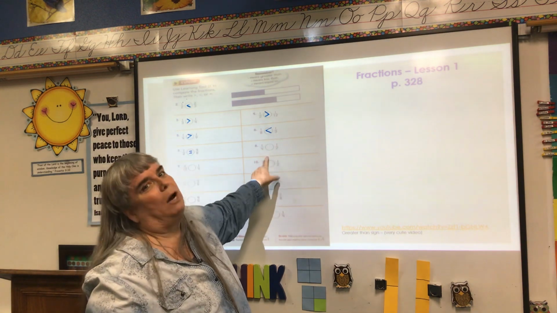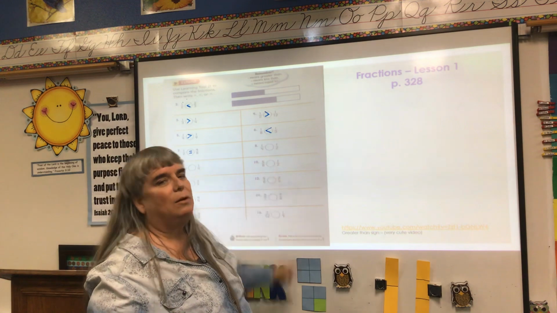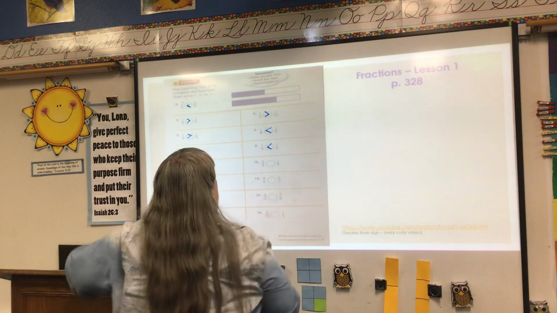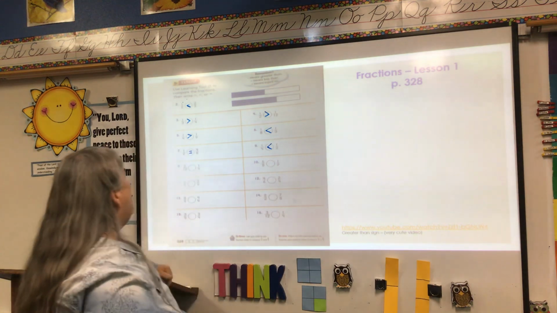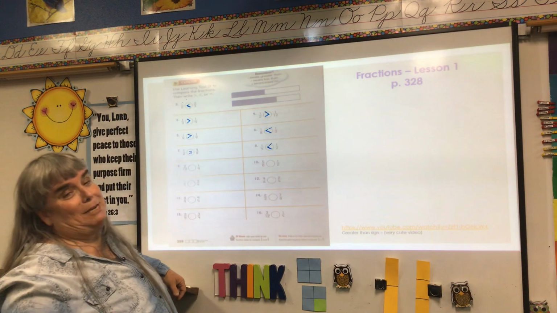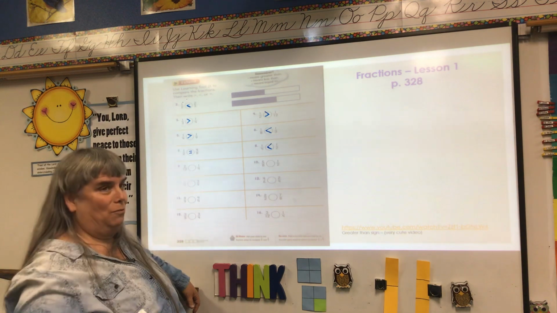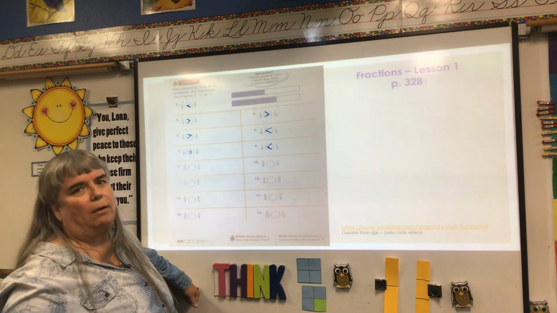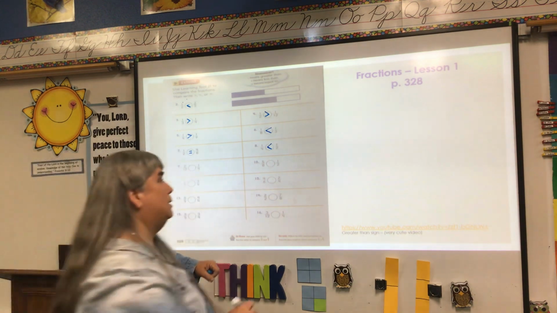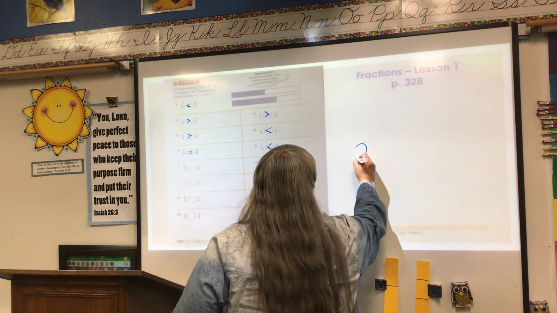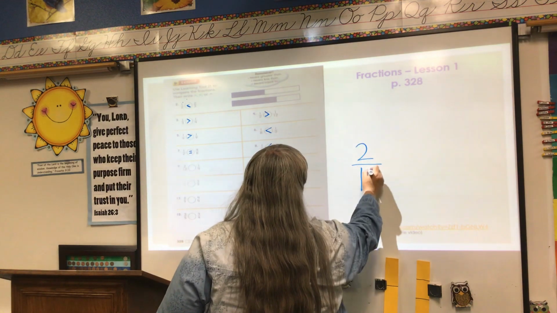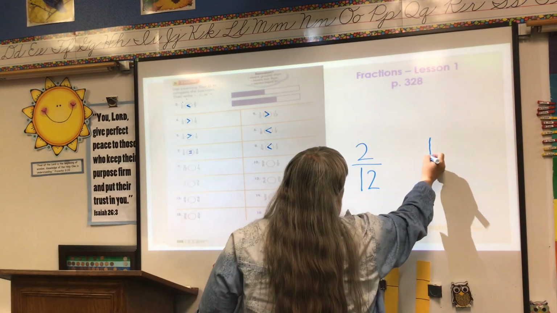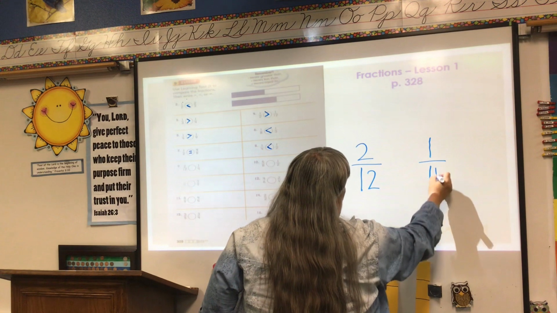Okay, unit fraction, and we already compared these, right? 1/4 compared with 1/2. The answer, of course, is that 1/2 is going to be larger. Okay, so now we have two fractions that are not unit fractions that might be a little bit difficult for me to figure out. I'm going to write it big over here because I'm going to show you something. 2/12 is going to be compared to 1/4.